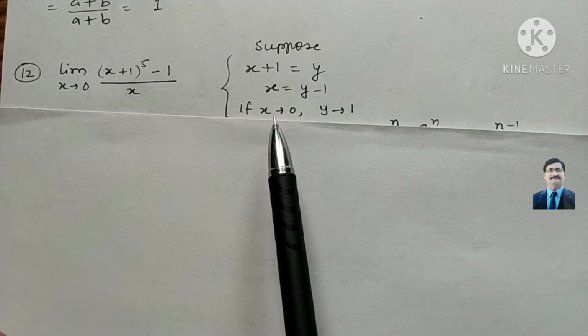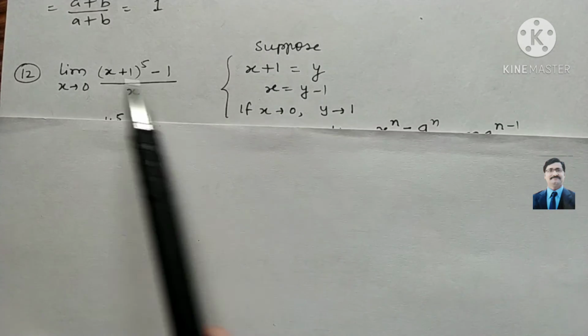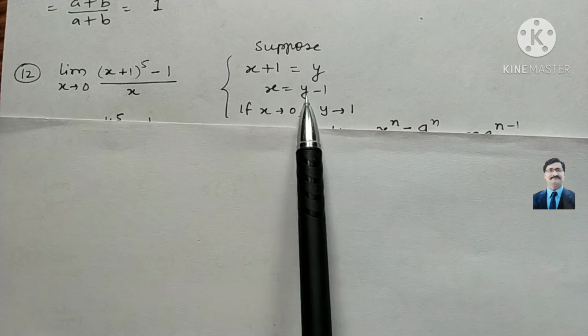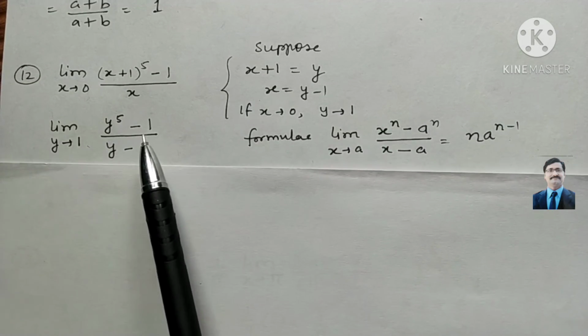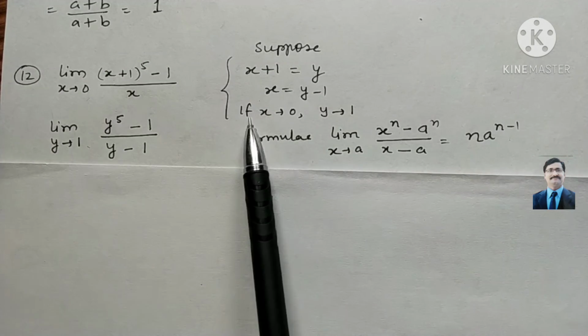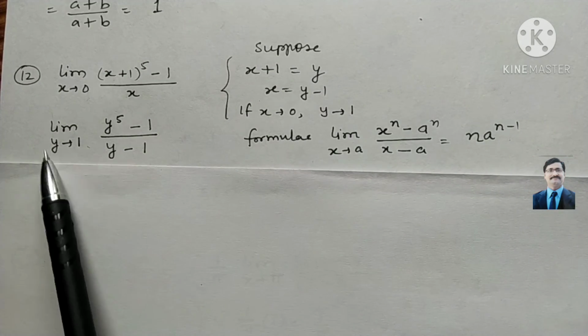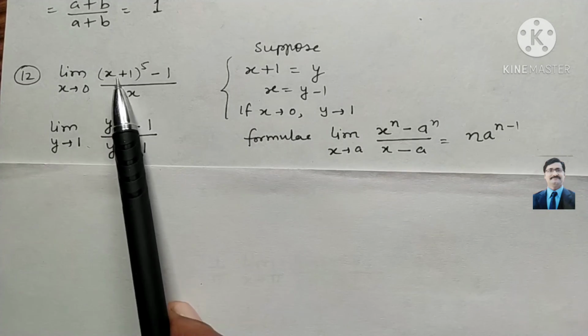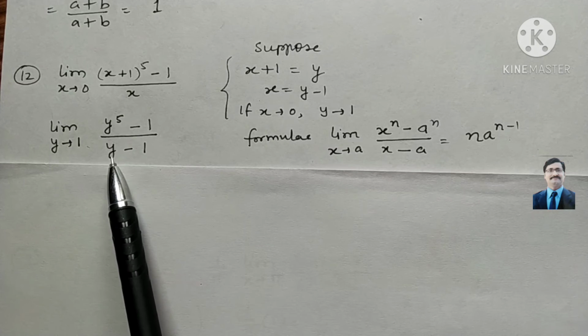So we will put all these values in this question: in place of x plus 1 we put y, and in place of x we put y minus 1. So we will get this type of question: limit y tends to 1, because in place of x tends to 0 we put y tends to 1, y power 5 minus 1 upon y minus 1.